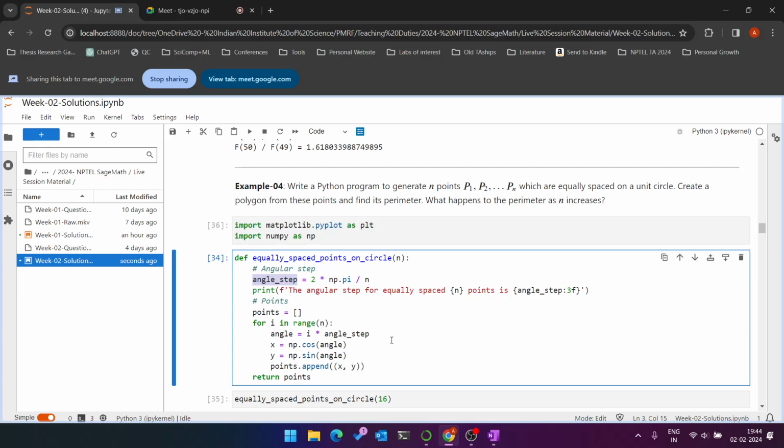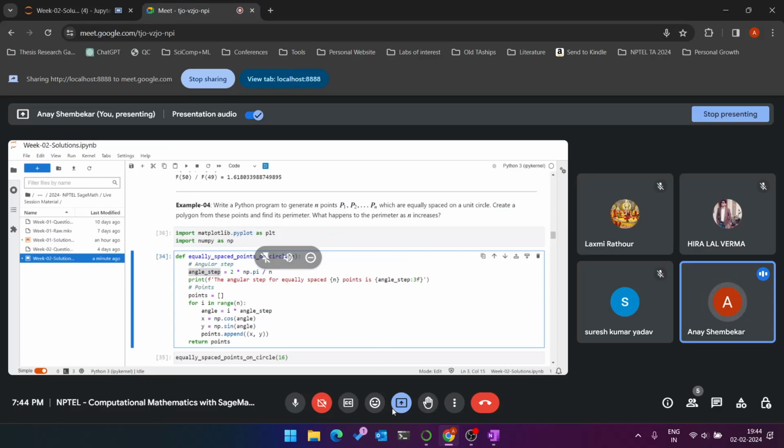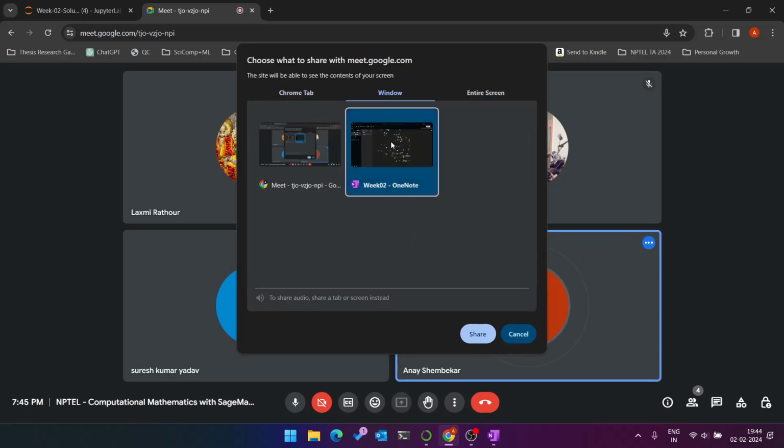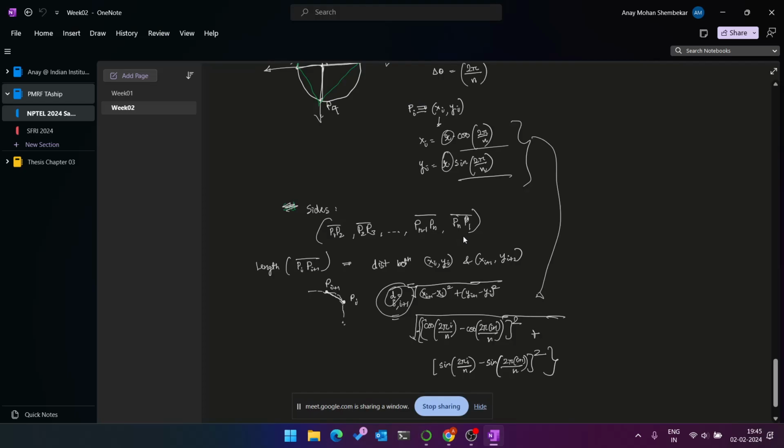Next, this angular step delta theta is used to calculate the x and y coordinates of points P1 to Pn. So how do we do this? The logic for the same can be seen in this notebook.